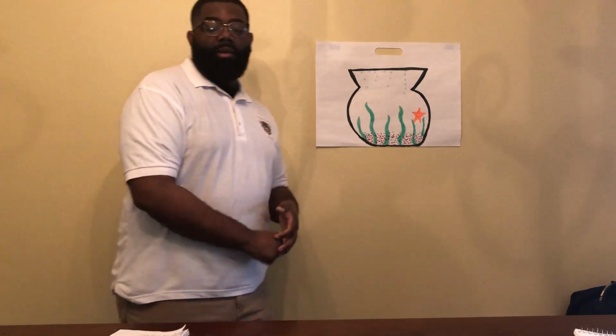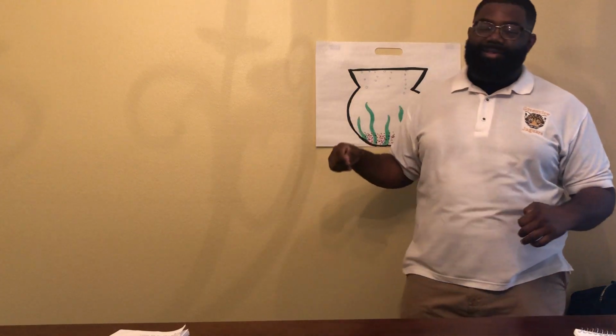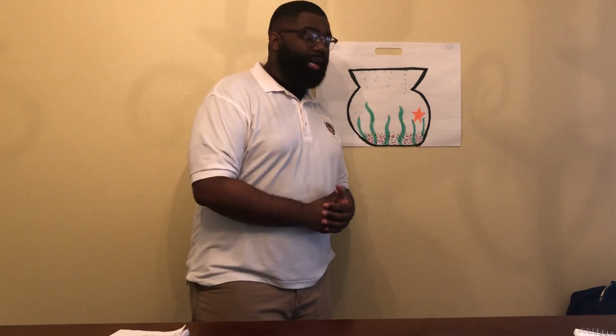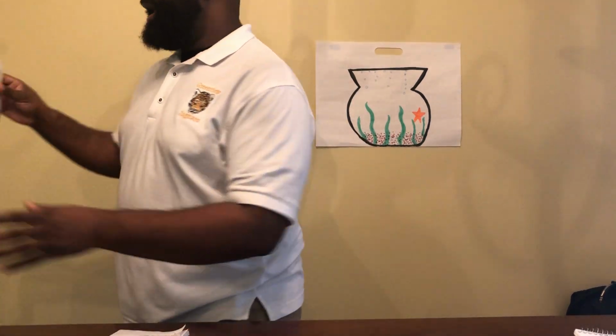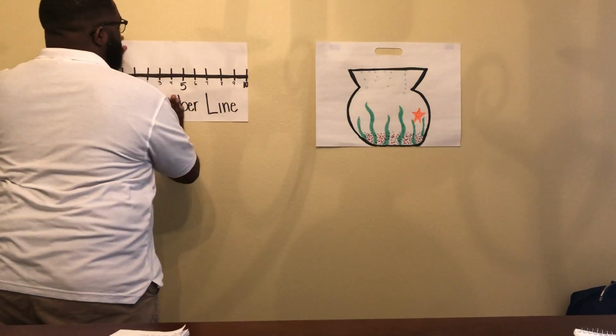What's another way? Asar? A number line. Kiss your brain, man. That's the one I was thinking about. A number line is really, really easy for us to use to get to 10, all right? So I have for us a number line, all right?